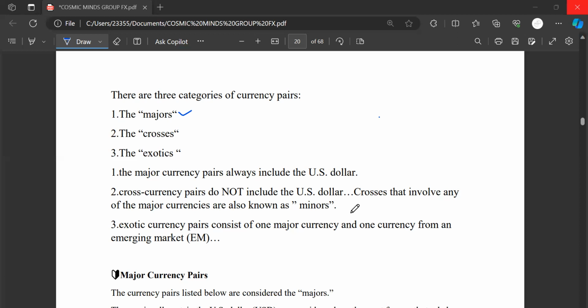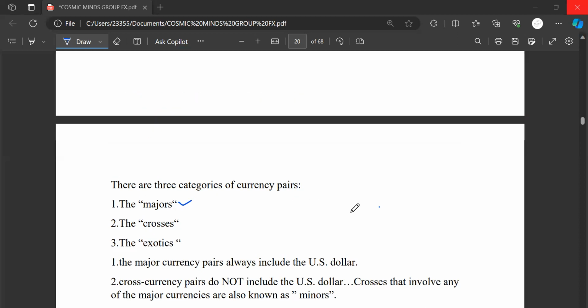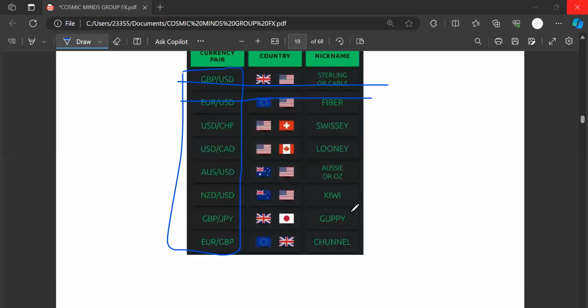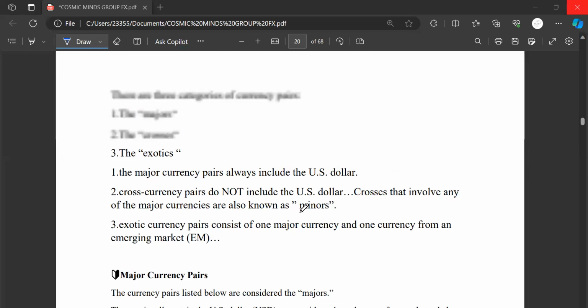For visual representation, let's look at it here. This one is a major one, this one is a major one, this is a major, this is a major, this is a major, this is a major. It means that this one is not a major, and this one is not a major either. That is the correction, the thing you have to look at well. So that's the major currency pairs.